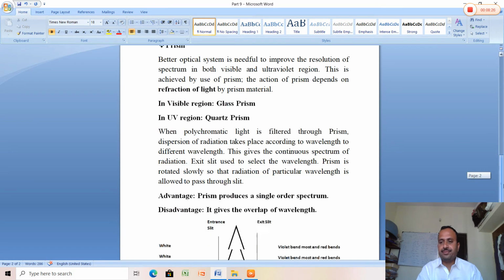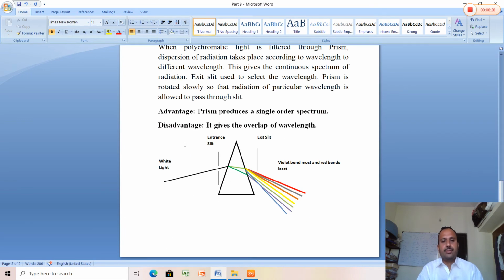Now if we see this diagram, a diagrammatic representation of a prism, which is placed in any absorption measurement instrument like a colorimeter or an ultraviolet-visible spectrophotometer. So here the prism acts as a filter. White light is passed through an entrance slit.